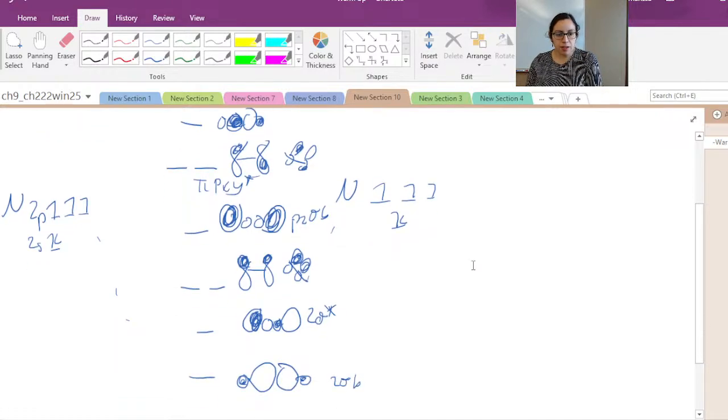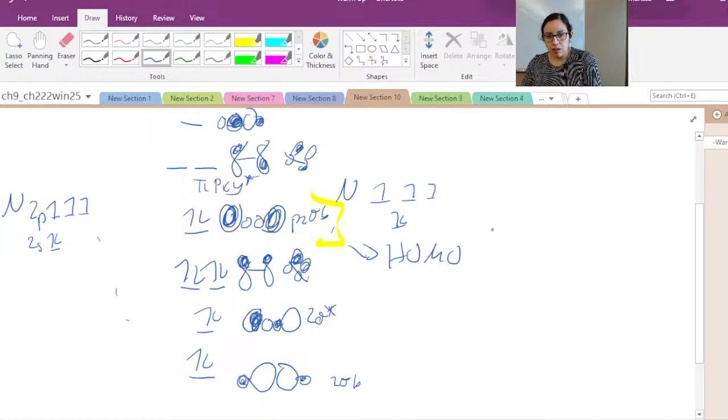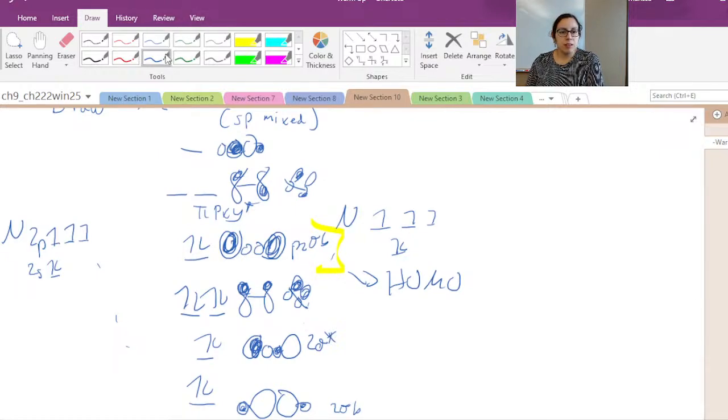And then fill in our electrons. So of course, 1, 2, 3, 4, filling them properly, 5, 6, 7, 8, and then 9, 10. And now we can say this is our HOMO, again, highest occupied molecular orbital. This would be our LUMO then, and again, that's lowest unoccupied.